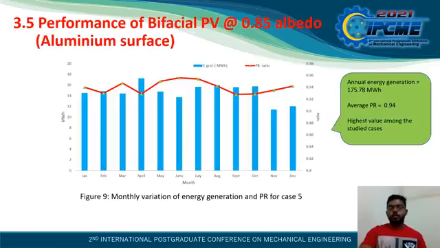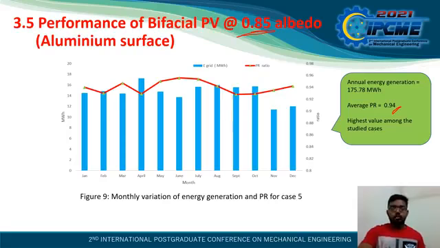So coming to the last case, where we have the highest value of albedo, the highest value of energy generation is observed, that is 175.78 megawatt hour, and an average PR of 94 percent or 0.94 is observed. This can be attributed to two things. The first is the use of bifacial solar PV system, and the second thing is the highly reflective foreground surface, which has a 0.85 maximum albedo value.